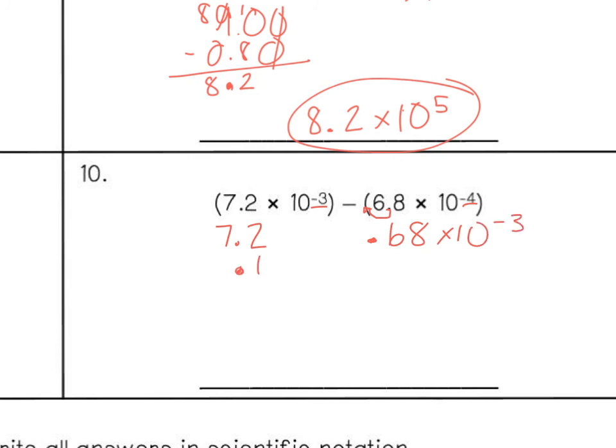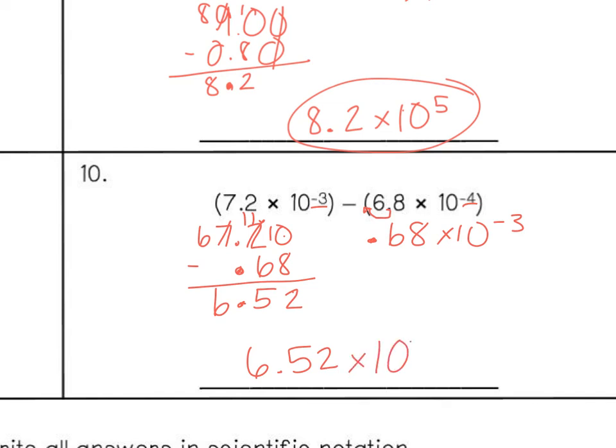So 0.68, subtract those, and we'll get 10. We have to borrow from here. 10 minus 8 is 2. Borrow again. 11 minus 6 is 5. And 6 minus 0 is 6. So 6.52 times 10 to the negative 3rd is our answer.